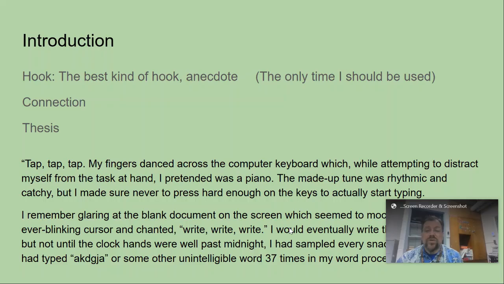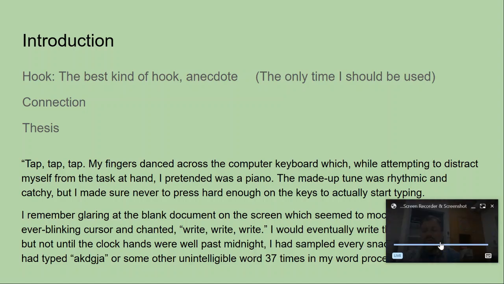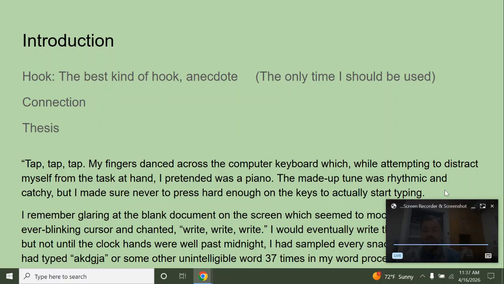My fingers danced across the computer keyboard, which, while attempting to distract myself from the task at hand, I pretended was a piano. This made up tune was rhythmic and catchy, but I made sure never to press hard enough on the keys to actually start typing. I remember glaring at the blank document on the screen. Now, you can take this and you can pause it, if you want to read the whole thing.